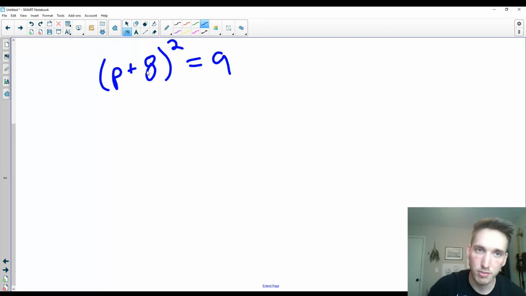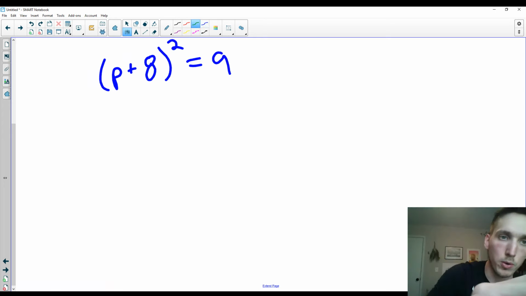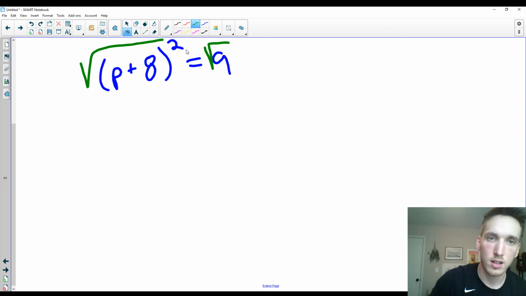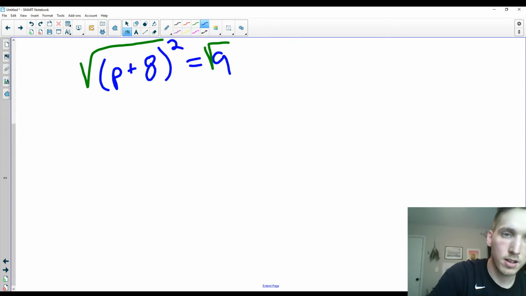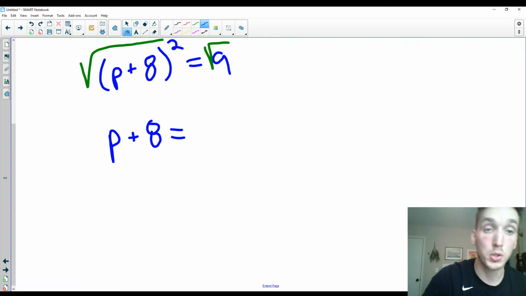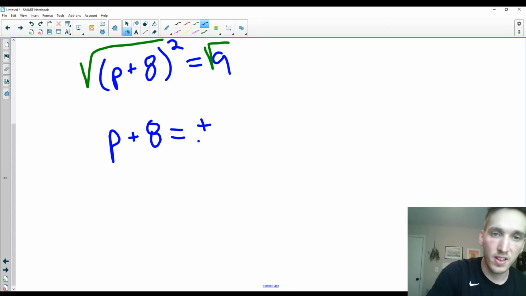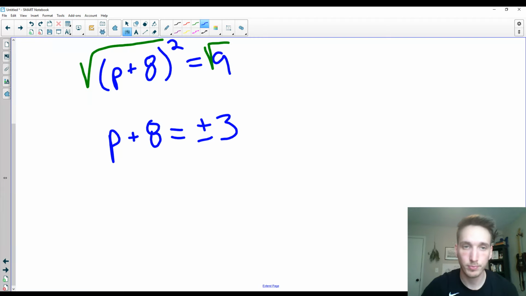Trying to get p by itself. I can't mess with this plus 8 yet because this whole thing is being squared. That means I've got to take the square root of both sides in order to get rid of that exponent of 2. And when I do that, I have p plus 8 equals. Now here's the part you got to be really careful to remember. The square root of 9 in this case, right, when we're solving these quadratic equations, is positive and negative 3, right?